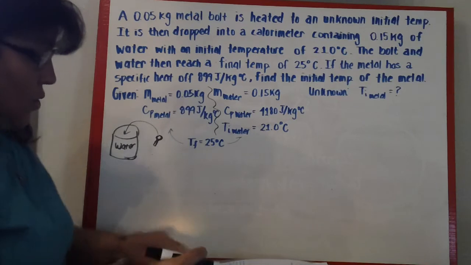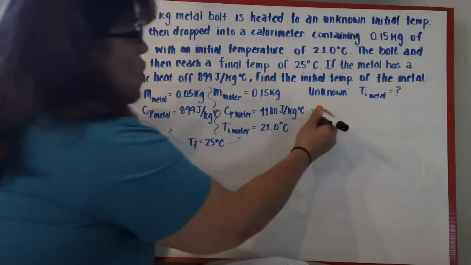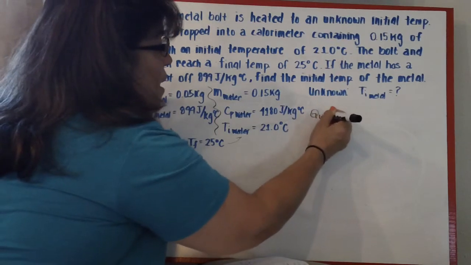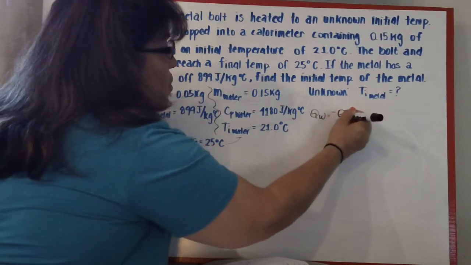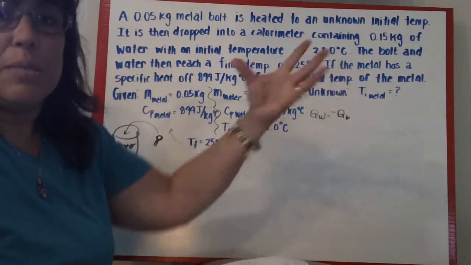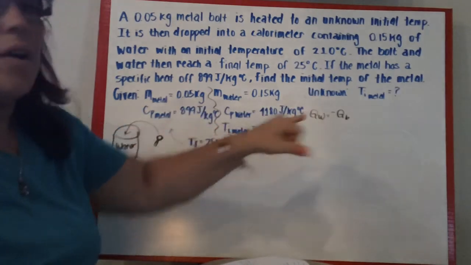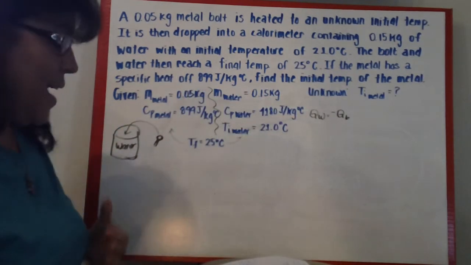So what we're going to do is start with our equations. We know that the Q of the water has to equal the negative Q of the bolt. So what happens is all the heat that's in that bolt, because the bolt is going to be at a higher temperature, is going to be released, and the water is going to receive that heat and that energy.